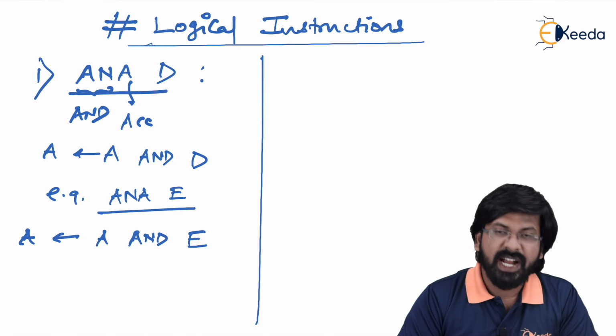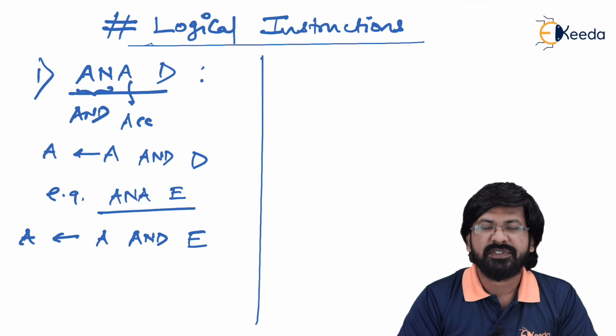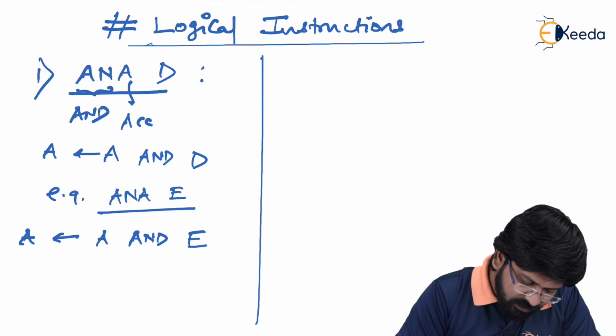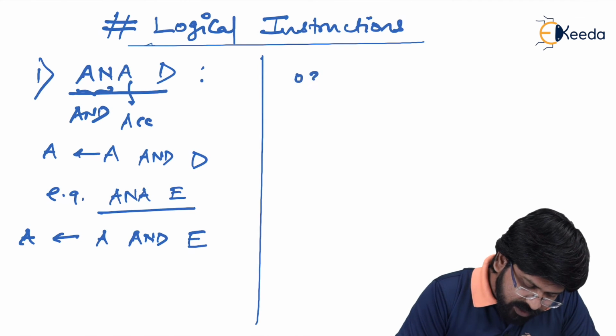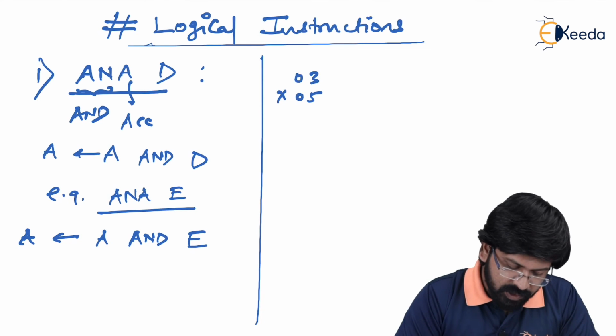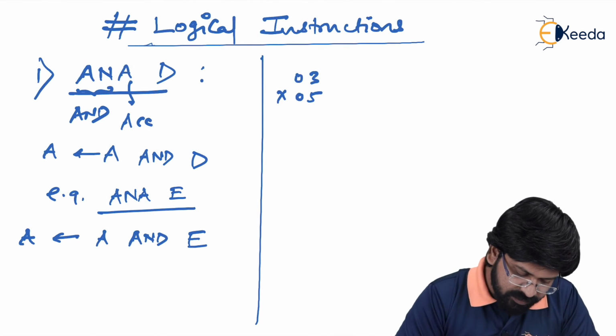To understand how this AND operation looks, because I have seen students get confused between multiplication and AND operation. They feel that multiplication and AND operation are the same. Let me tell you, they are not the same. How come? I'll tell you. For example, if you want to multiply 3 with 5, it should give you 15, right? So in binary, how does multiplication take place?